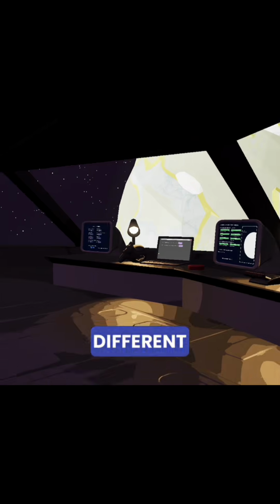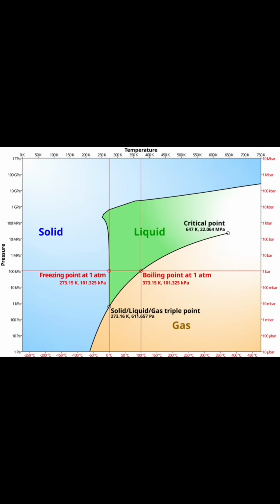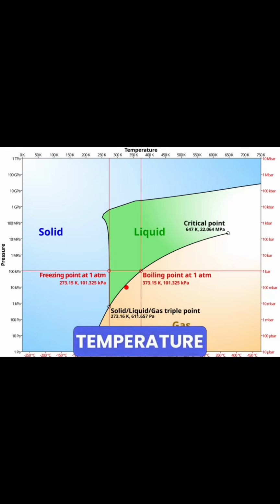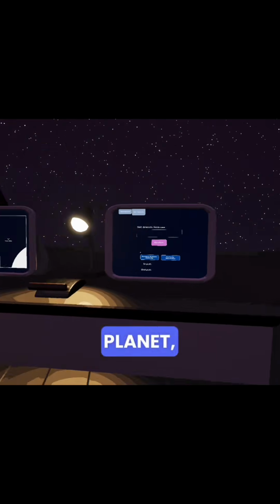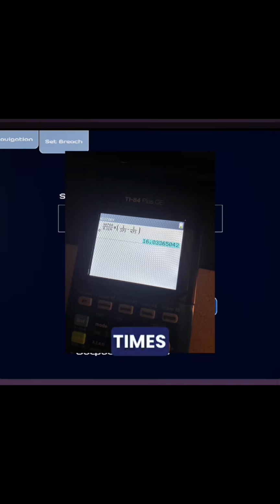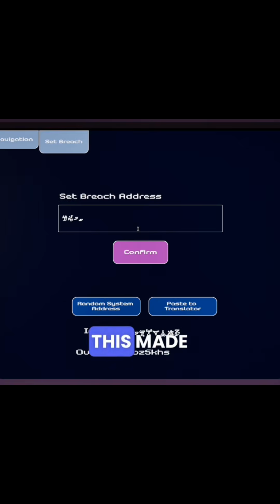But these planets also have different atmospheric pressures. We can see how pressure plays a role when you take a look at a phase diagram. As you can see right here, the water would be a gas, but if we increase the pressure and the temperature remains the same, it then becomes a liquid. So, if we take that 200 degree planet, but it has an atmospheric pressure of around 16 times Earth's, it could sustain water. This made finding each liquid's true boiling point a little bit more complicated.